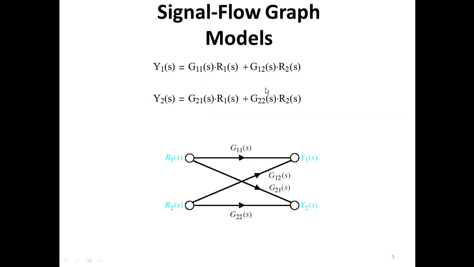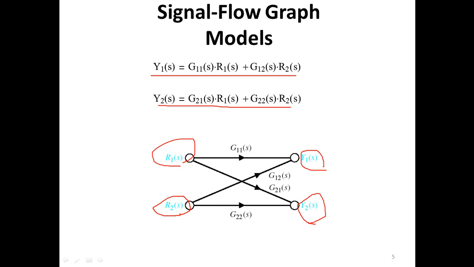Now you can see that there are two examples given over here. There are two equations. Y1 is equal to G11 R1 plus G12 R2. Similarly, Y2 is equal to G21 R1 plus G22 R2. So you can find these values. This is your Y1 and this is your Y2, and these were the inputs R1 and R2.